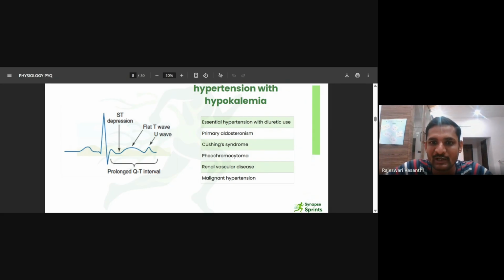So where will you get hypertension and hypokalemia? Whenever we have diuretic overusage, like diuretic use in hypertension, primary hyperaldosteronism, that is called Conn syndrome, Cushing syndrome, pheochromocytoma, renal vascular disease, and malignant hypertension. In all these conditions, hypertension is associated with hypokalemia. I'm repeating: essential hypertension with diuretic overusage, primary hyperaldosteronism, that's called Conn syndrome, Cushing syndrome, pheochromocytoma, renal vascular disease, and malignant hypertension.